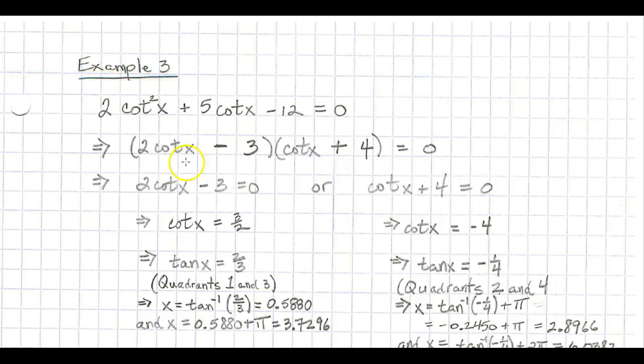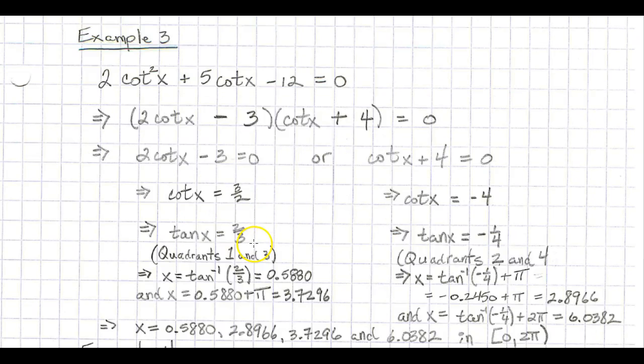so that factors into these two terms, which means, again, something times something equals 0. That means the first something has to be 0, or the second something has to be 0, or both. So solving 2 cotangent of x minus 3 equals 0 tells me cotangent of x equals 3 halves, or since cotangent of x is 1 over tangent of x, tangent of x is 2/3. All right, where's tangent of x positive? In quadrants 1 and 3. Okay, so that means that x is the inverse tangent of 2/3.